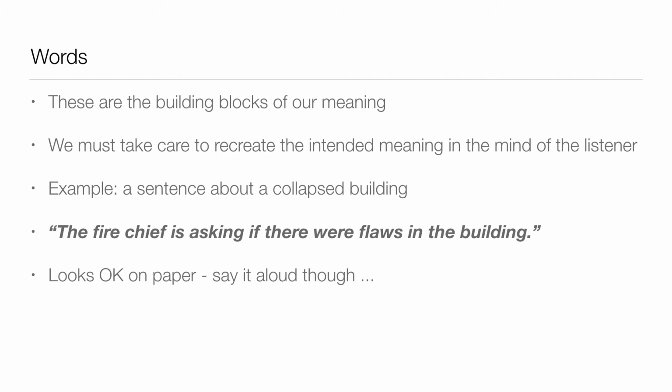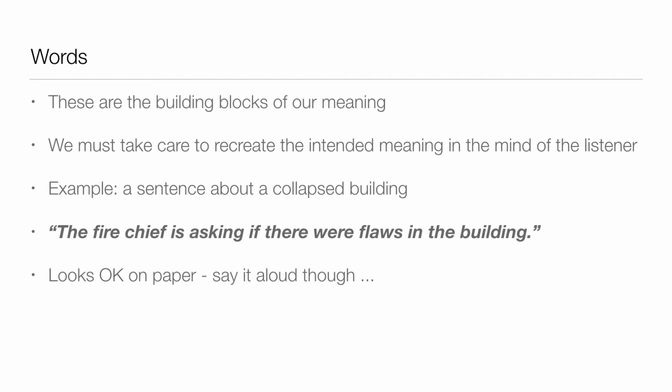The fire chief is asking if there were flaws in the building. Close your eyes and I'll say it again. The fire chief is asking if there were flaws in the building. Now, remember, somebody is likely to only hear that once and then have moved on to the next thing. The way that sentence is structured, somebody could have heard that and went, the fire chief is asking if there were floors in the building? Was there floors in the building? There's the possibility for ambiguity there, which could cause confusion.